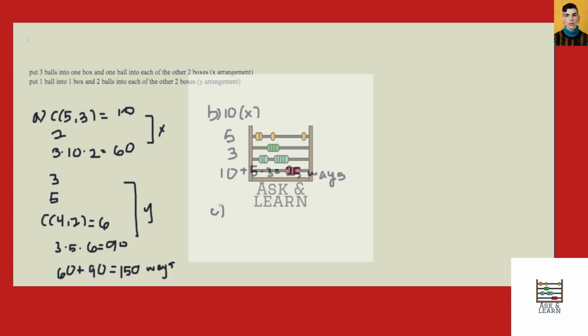For part C, we're looking at the X arrangement. There are 3 ways to choose the crowded box. And for the Y arrangement, there's 3 ways to choose the box with 1 ball. So that gives us 6 ways. Part D, there's just 2 ways, which is either the X or Y arrangement.